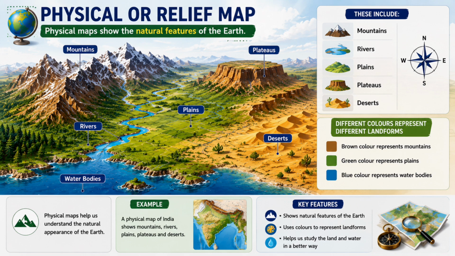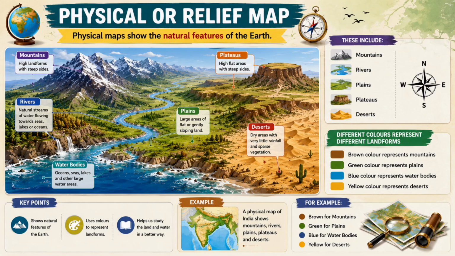Have you ever noticed different colors in maps? That is because physical maps show the natural features of the earth. This includes mountains, rivers, plains, plateaus, deserts, etc. Different colors represent different landforms. For example, brown color represents mountains, green color represents plains, blue color represents water bodies. Physical maps help us understand the natural appearance of the earth.